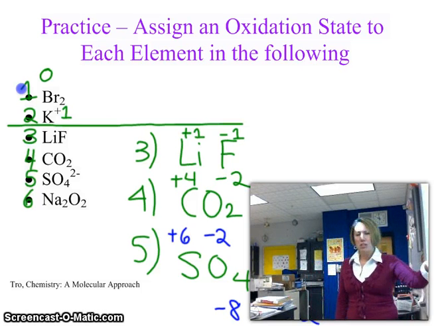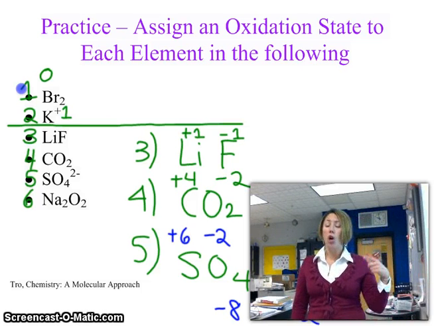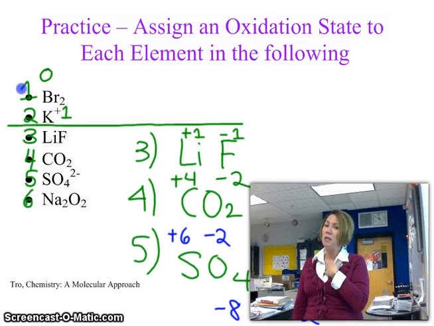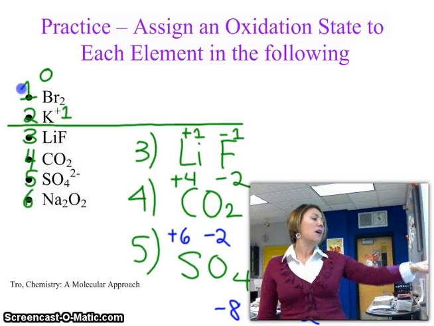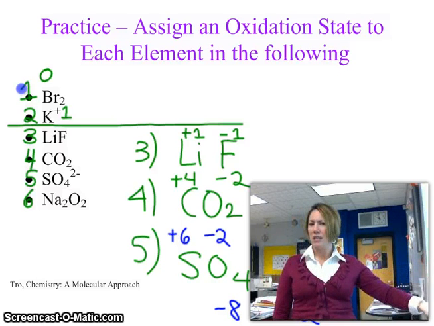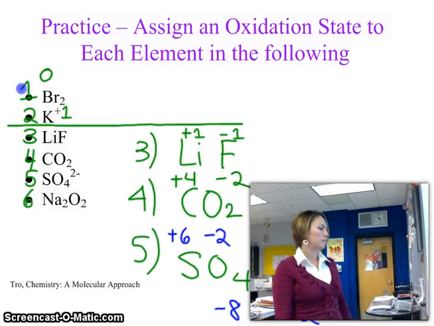The oxidation state is always given per atom, so if they ask me the oxidation state of oxygen in sulfate, I would say -2. I would not say -8. It's always per atom, okay?